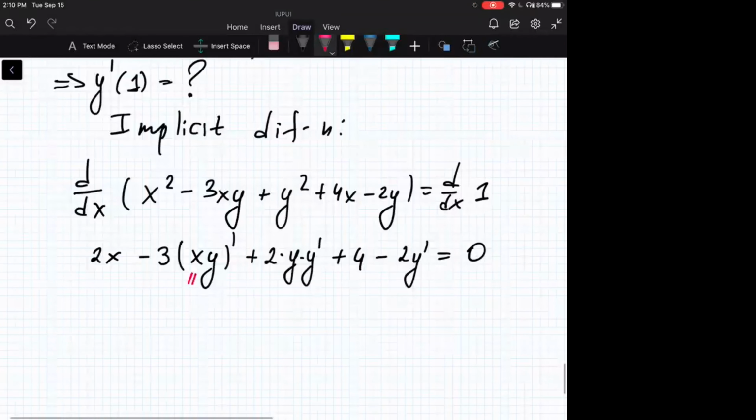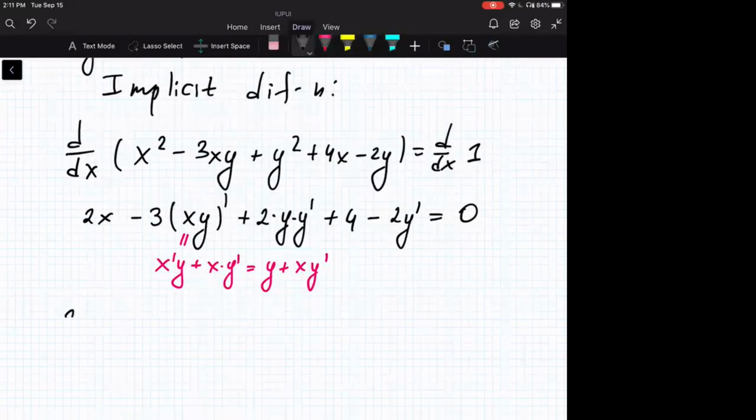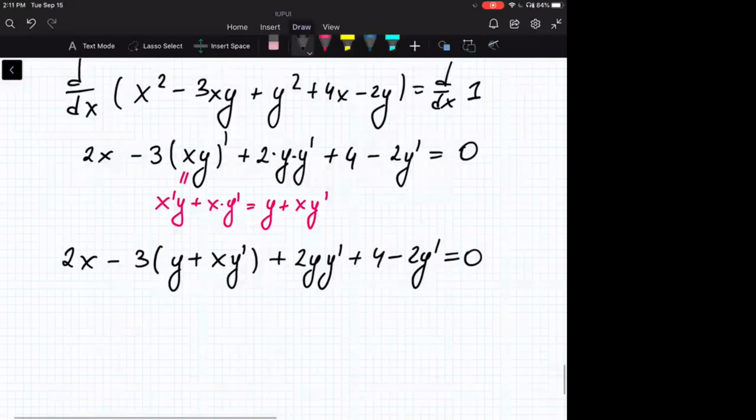And here I will use the product rule that gives me x prime y plus x times y prime, and this is y plus xy prime. And so I get 2x minus 3 times (y plus xy prime) plus 2y y prime plus 4 minus 2y prime is equal to 0.